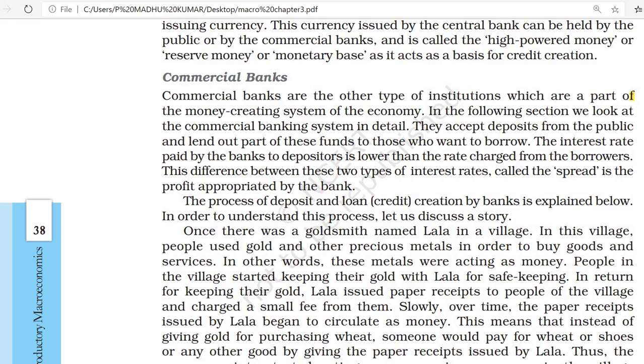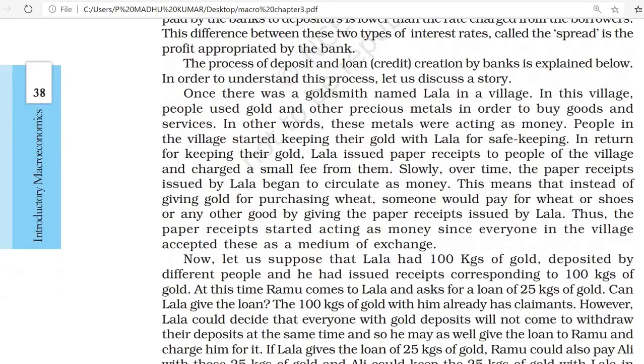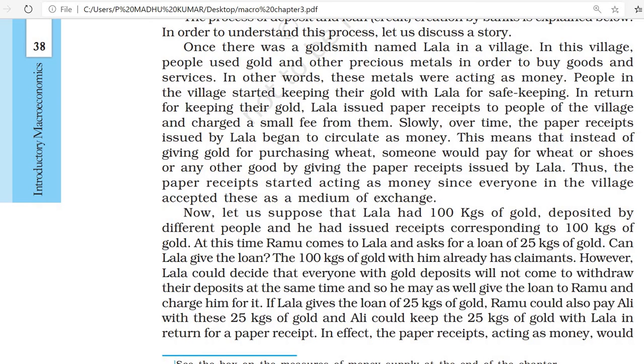So there are different types of commercial banks. In the next class we will study the functions of commercial banks and how this banking system started. That one we can study in the next class.